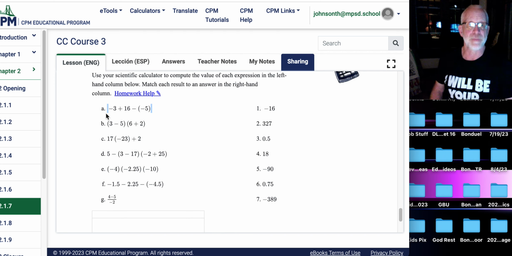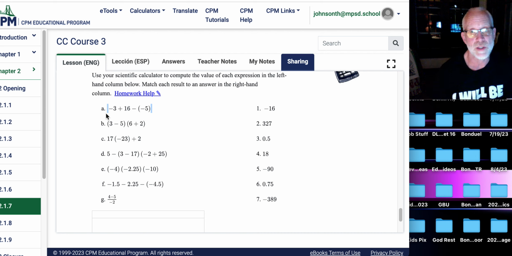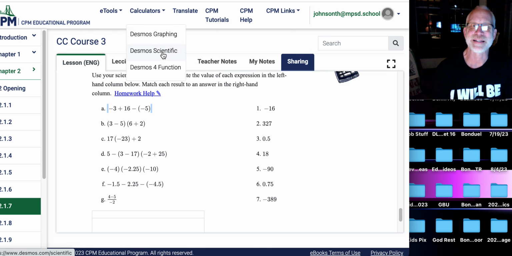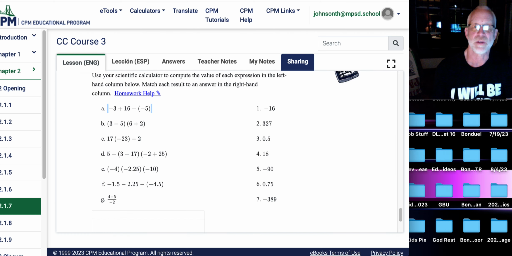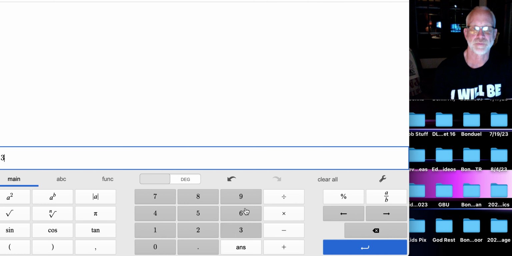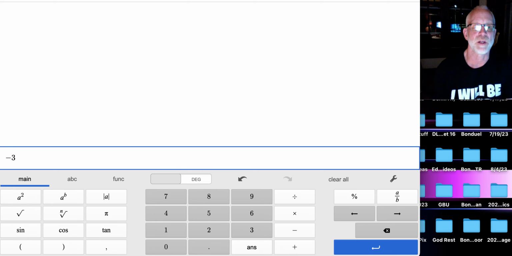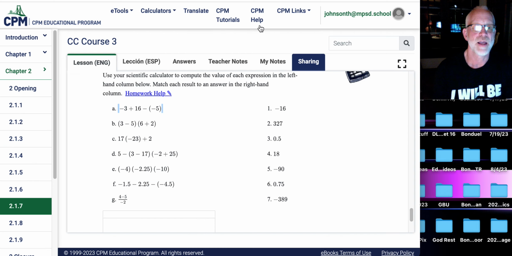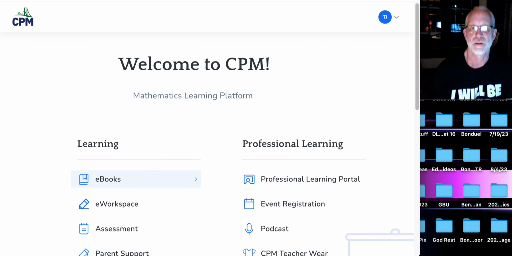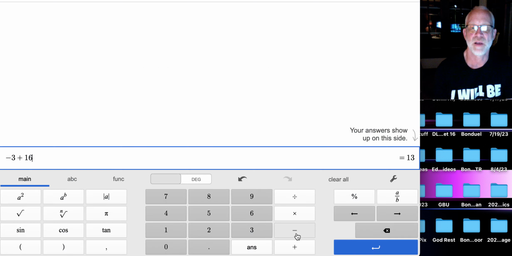One thing I want to let you in on, the coolest calculator is up here on CPM. If you go to calculator, go to Desmos Scientific. Okay? So if I click on that, I'm going to go to the first problem. I'm going to go -3. You can see -3 right there. And then plus 16. And then subtract -5, parenthesis, -5, parenthesis. And look at that, the answer is already right there.